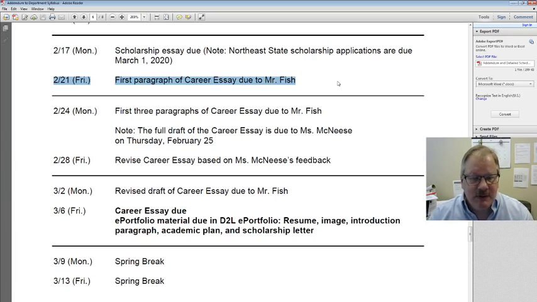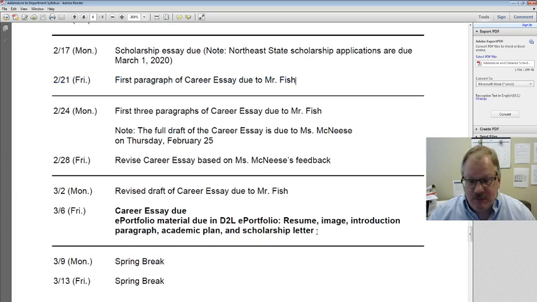We'll be taking a look at the first paragraph, which shouldn't be too much there. Then we're going to start getting into the first two paragraphs next week, and your full draft is going to be due to Professor McNeese next Thursday. Then I'm going to look at it one more time, and then the essay will be due on the 6th.